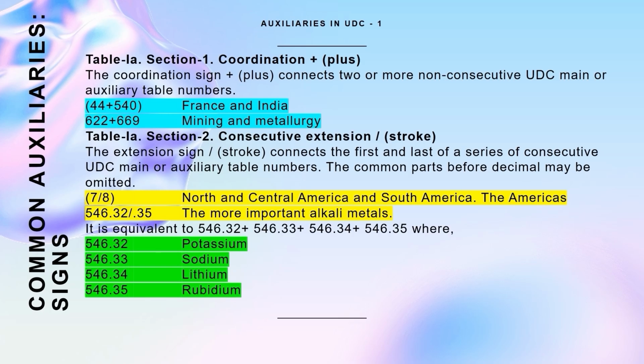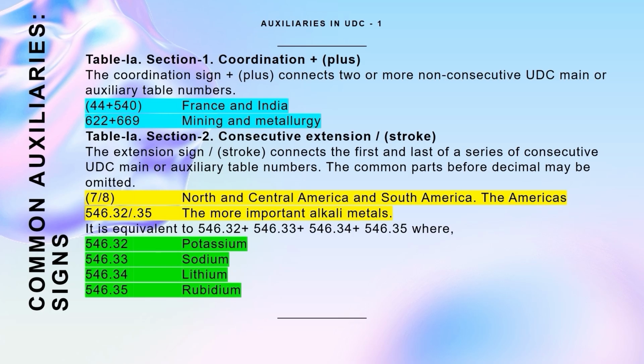In the schedule you will find that 546.32 is assigned for potassium, 546.33 is assigned for sodium, 546.34 is lithium, 546.35 for rubidium. So if you connect all these numbers, these are called basically the alkali metals. So for all the important alkali metals, we will give the class number that is 546.32 stroke 0.35.